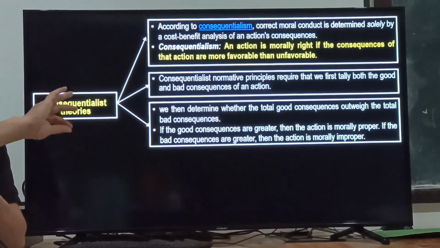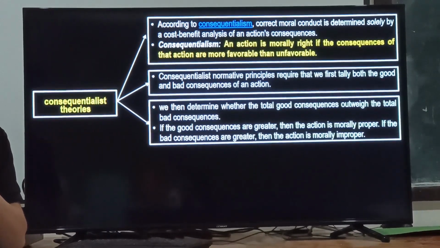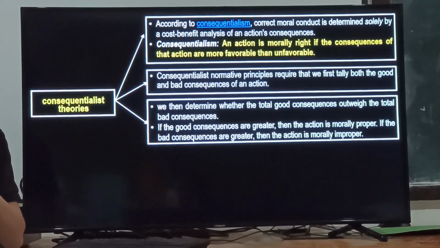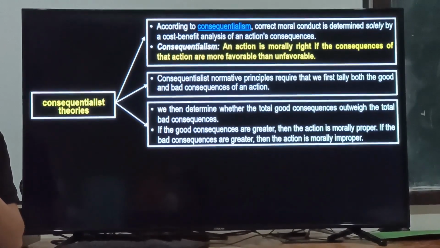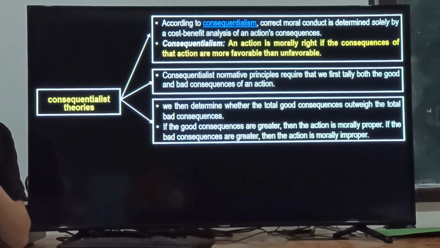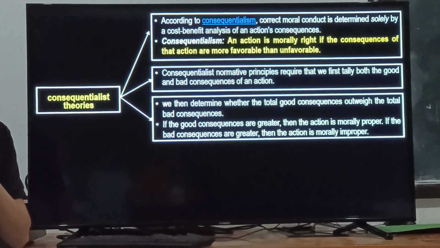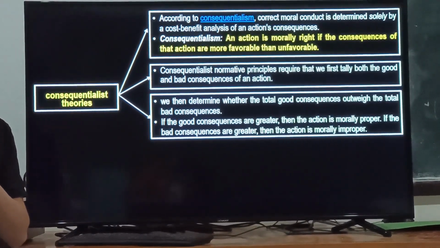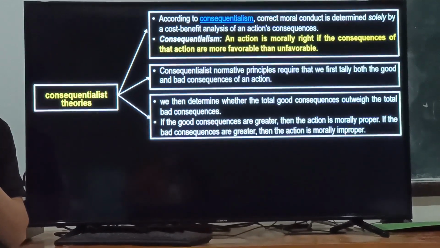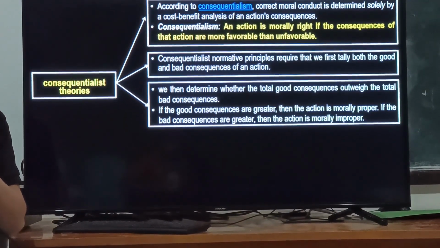So we have to weigh things out. If you steal the money from the bank successfully, then you will be able to pay for the hospital bills, you will be able to buy medicines, and you will be able to pay for the operation of your mother. But the other side of the coin will tell you that stealing money from the bank will endanger the money that other people deposited in that bank. So which is greater, to steal or not to steal?